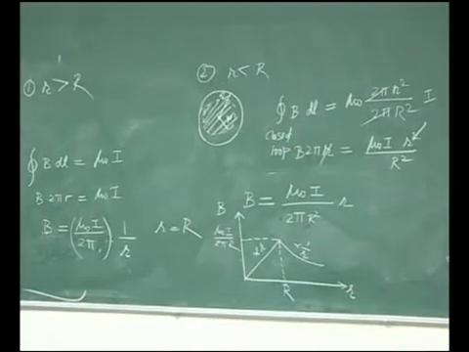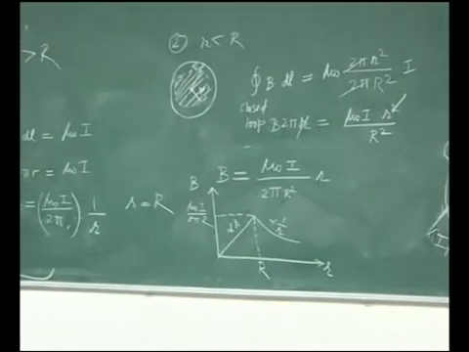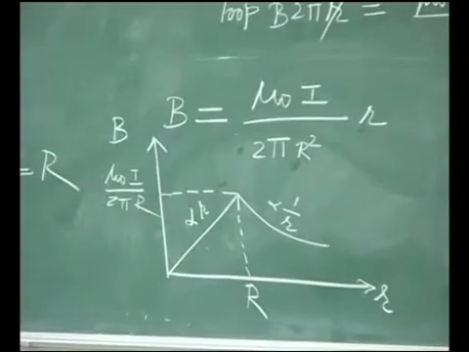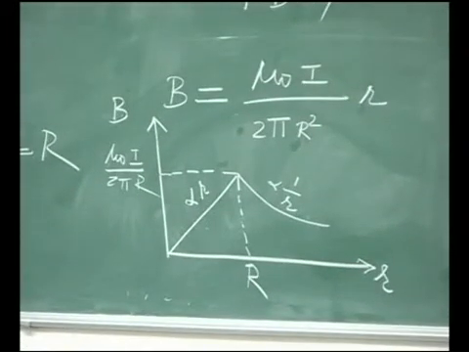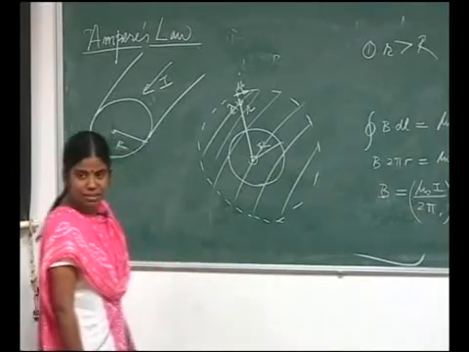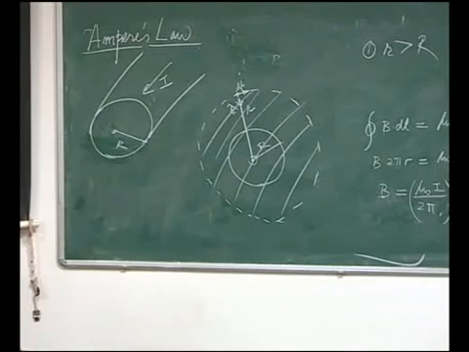So where will you get the maximum field? You will get maximum field at the surface of the current carrying wire. Okay. And as we move away, the field falls off as 1 by R, and as we are inside, the field would increase up to a certain extent and then it would start to decrease. Okay.